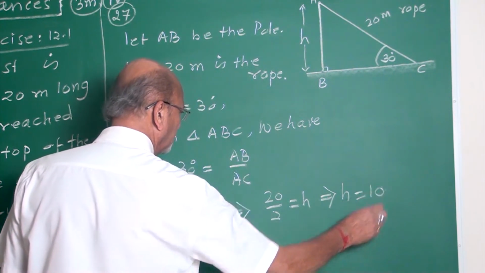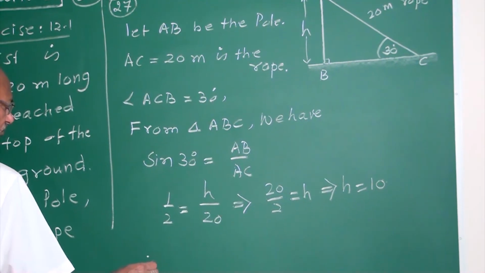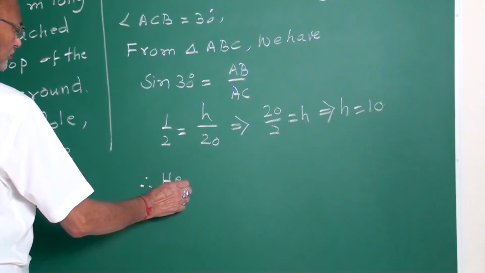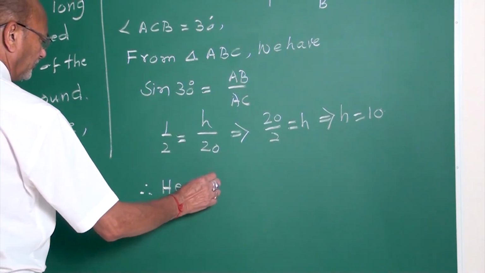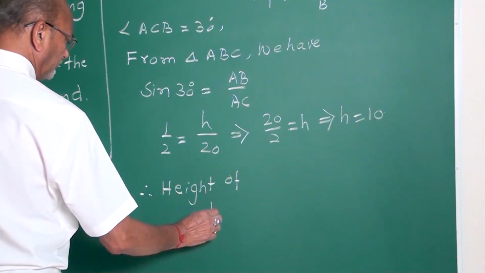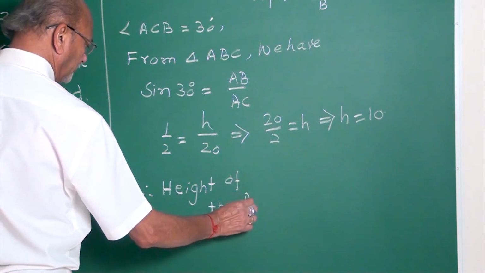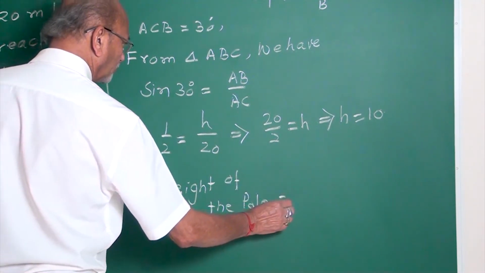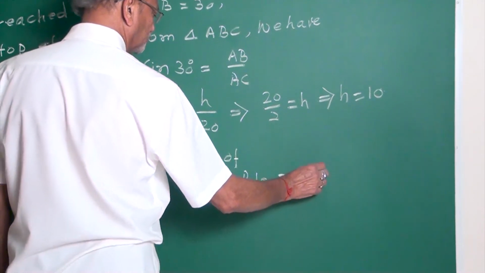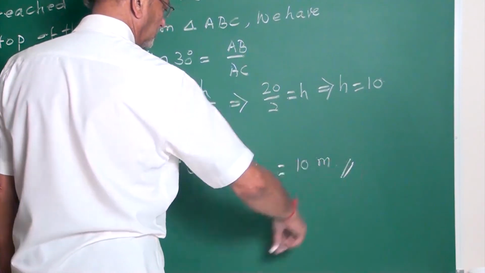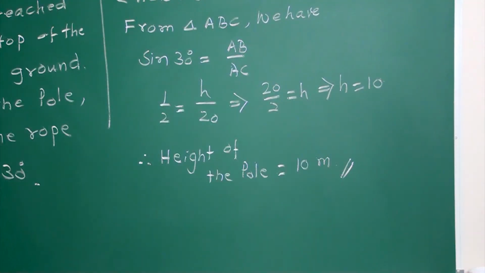Therefore, what is that H? Height of the pole. Therefore, height of the pole equal to 10 meters. Height of the pole is 10 meters.